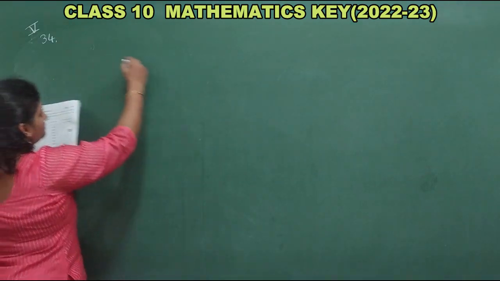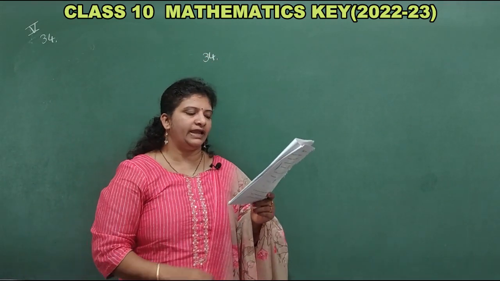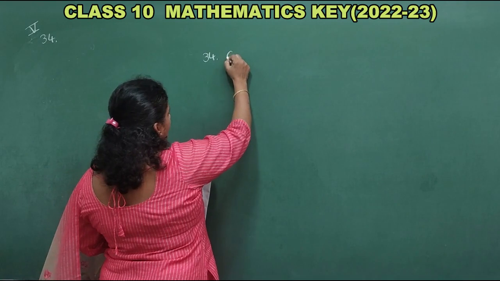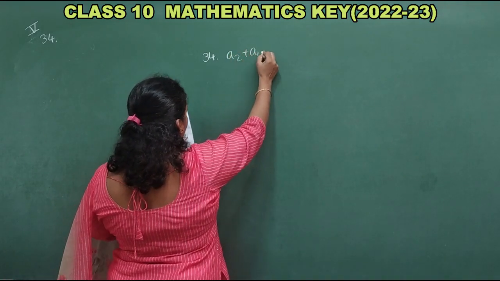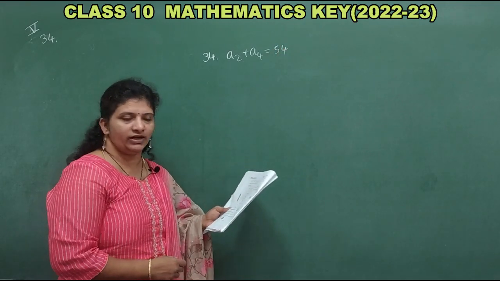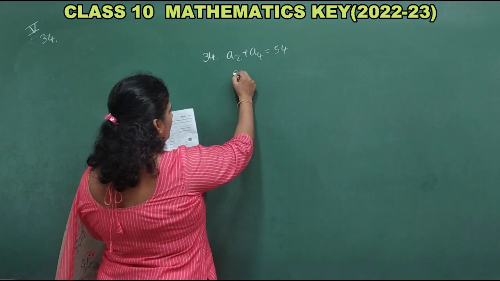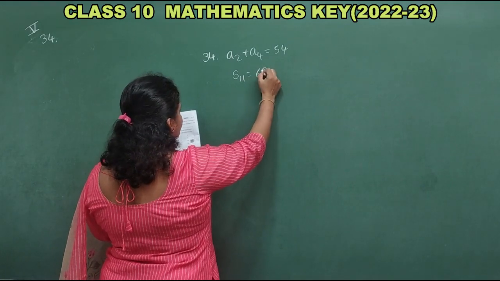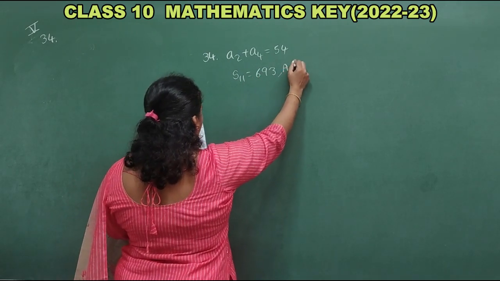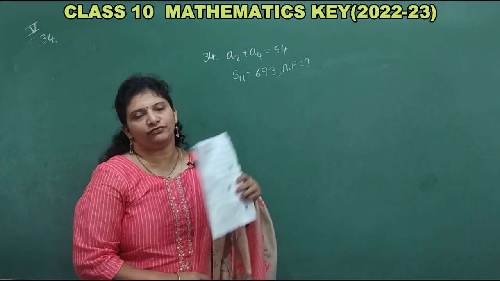34th problem. The sum of second and fourth terms of an arithmetic progression is 54. A2 plus A4 is equal to 54. And the sum of its first 11 terms, S11 is equal to 693. Find the arithmetic progression. Which term of this progression is 132 more than its 54th term?